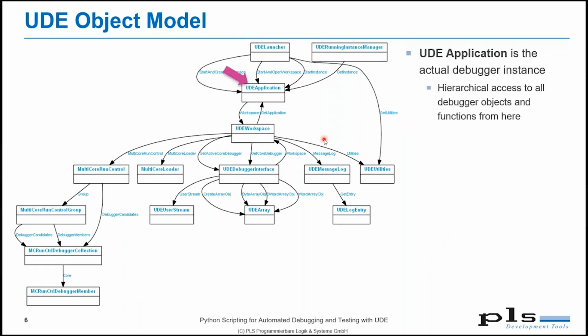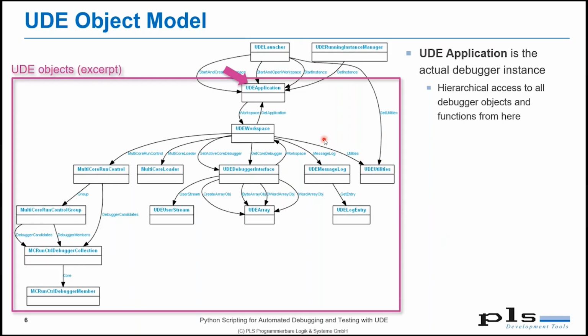And from these two objects, you get the UDE application object, and this is where you can start obtaining all the objects of the debug tool that you need for your automated debug script or test script. And this is the actual root object of the object model in UDE. From there, you can access all subsequent objects that provide you the necessary debugger functions.